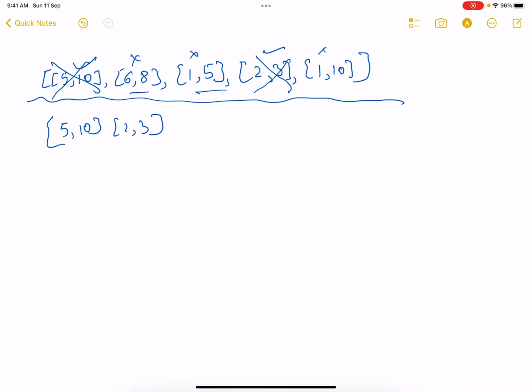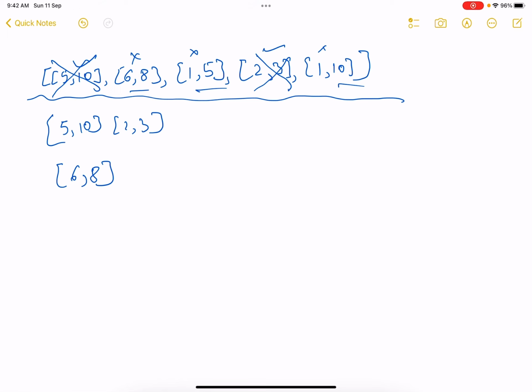We are left with these three elements. So let's take a group for 6 and 8. Now can I put 1 and 5 here? Can I put 1 and 5? Yes, I can do that because these two do not intersect. This is gone, this is gone. Can I put 1 comma 10 here? No, I cannot put it because otherwise it will intersect, right?